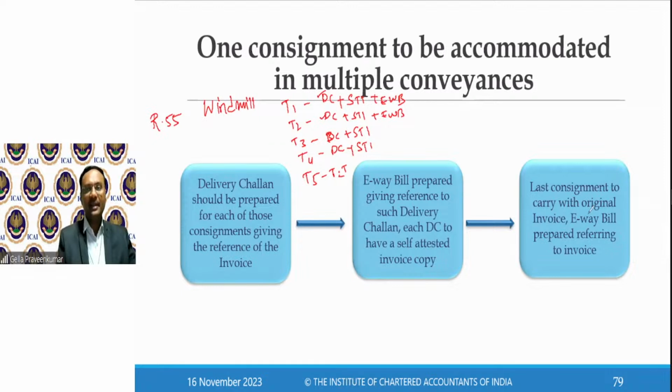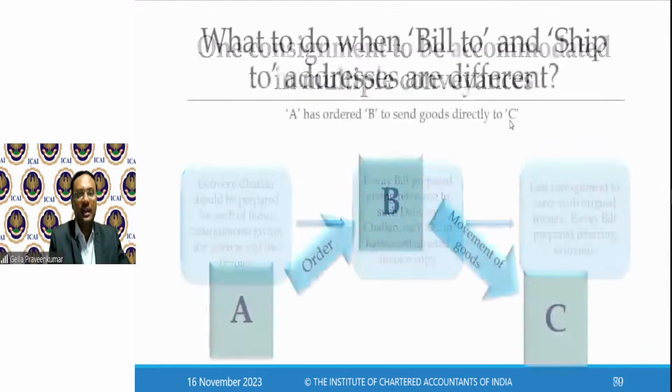The last consignment carries the original invoice, with an e-way bill referring to the invoice. In truck 5, I'll have the original tax invoice plus the e-way bill. This e-way bill will refer to this particular tax invoice. This is how I handle one consignment which is to be accommodated in multiple conveyances. This is what we need to understand.